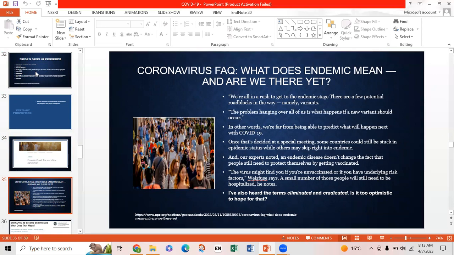Once they've decided at a special meeting, some countries still could be stuck in the epidemic status, while others may move right into the endemic. And our experts noted an endemic disease does not change the fact that people still need to protect themselves by getting vaccinated. The virus might find you if you are unvaccinated or you have underlying risk factors, and a small number of people still need to be hospitalized.